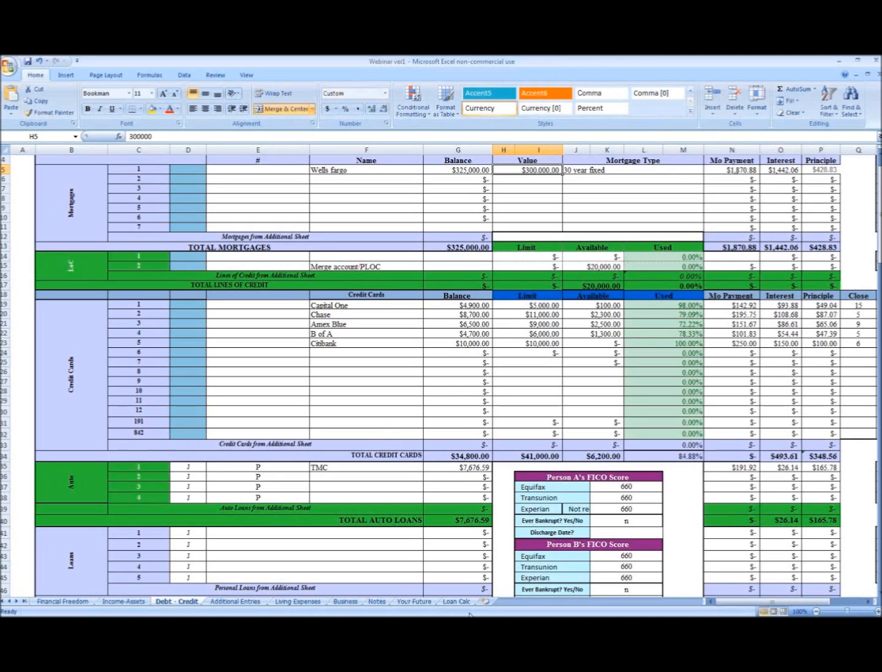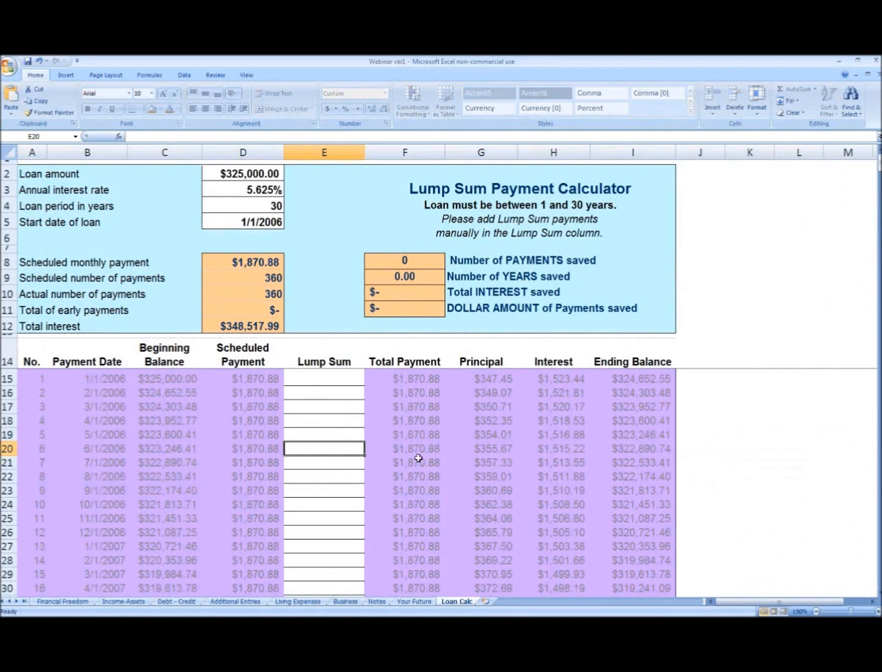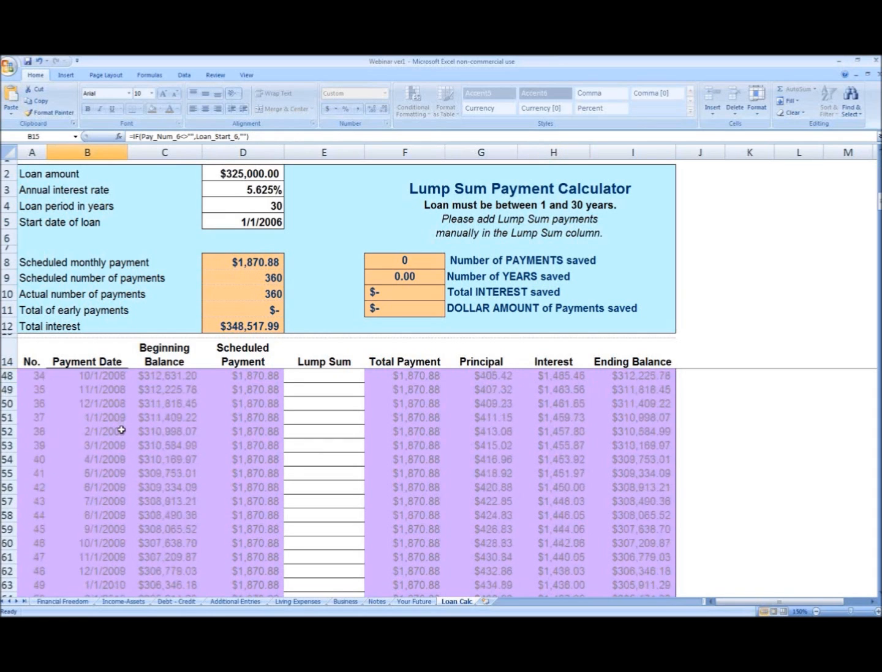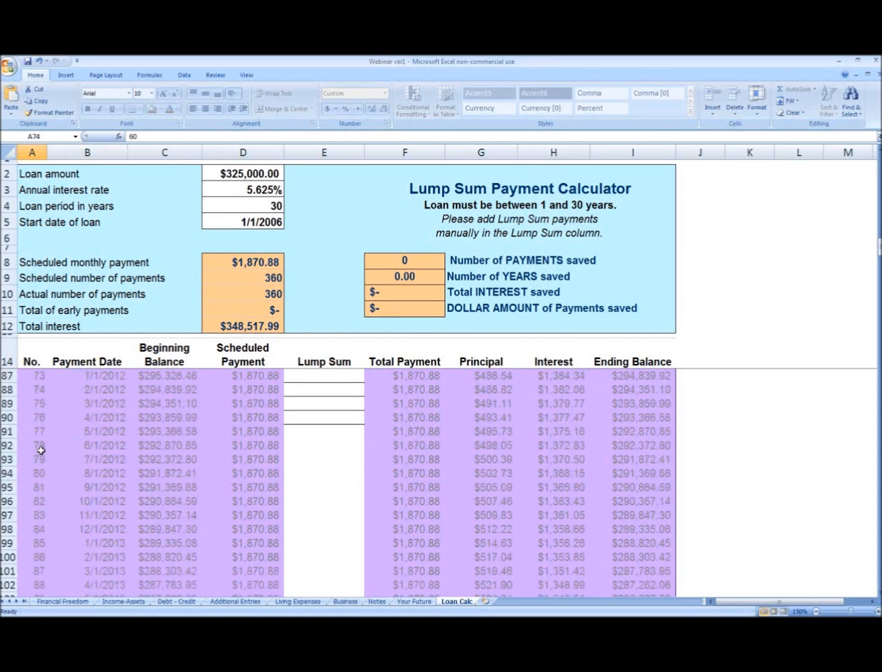So we're going to look at the amortization of this mortgage first, and that's what this is. So we have a $325,000 mortgage. We have a 5.625 interest rate. We have a 30-year fixed, and they closed on this loan January 1st, 2006, right? So none of you closed on your loan yesterday. You've had it for a number of months or years. The payment's $1,870.